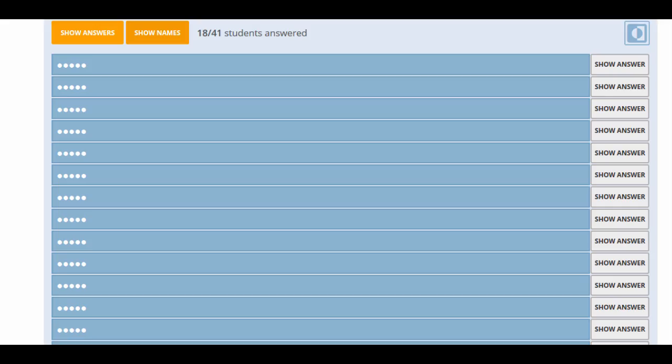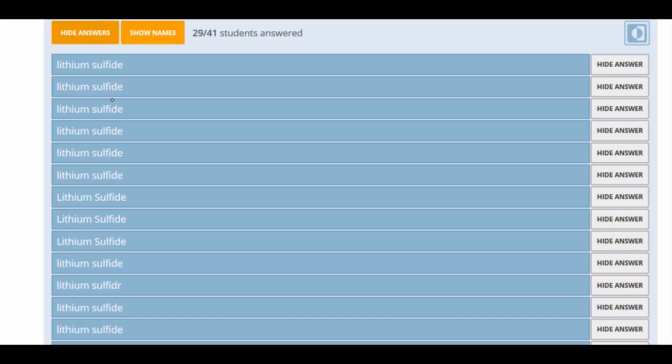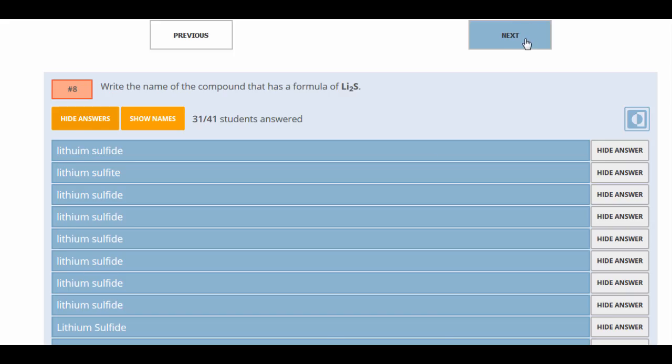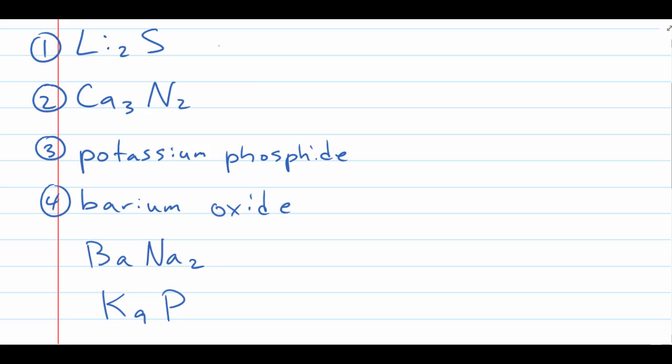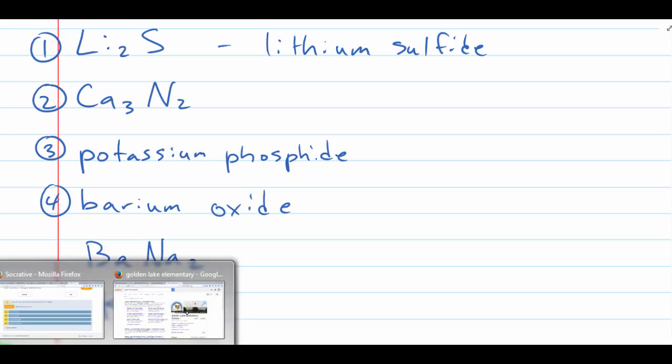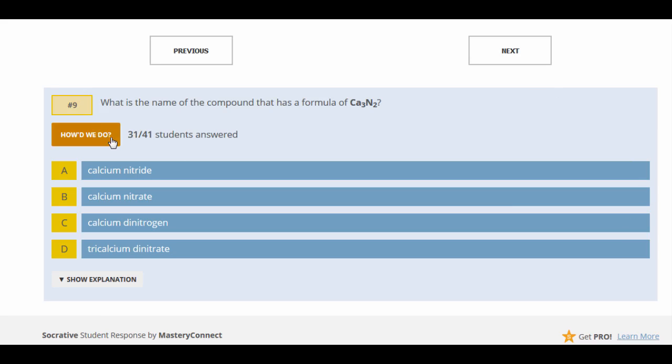We'll give about 10 more seconds here. If you don't have it in, that's fine. Just go on to your next one if you are still working on them. We'll count down. 5, 4, 3, 2, 1. Lithium sulfide, very good. Next one. The name of the compound that has a formula of Ca3N2. We'll count down. 5, 4, 3, 2, 1. All right, calcium nitride. Very good.